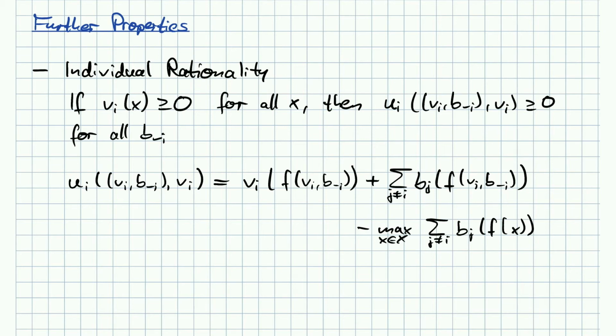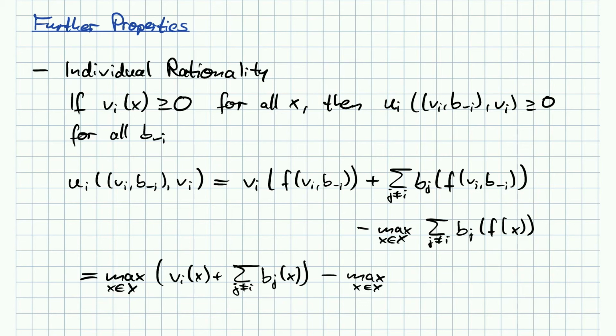What is this first thing? What is this here? This is just whatever maximizes vi of x plus the sum of all j, which are not equal to i, of bj of x. And from that we're subtracting this other term.